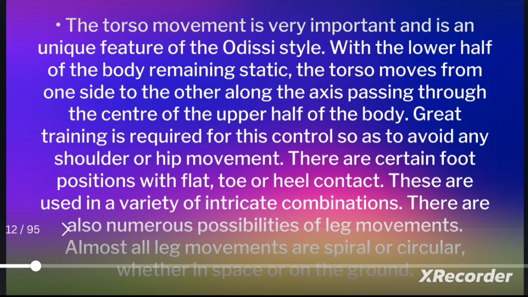The torso movement is very important and is a unique feature of the Odissi style, with the lower half of the body remaining static and the torso moving from one side to the other along the axis, passing through the center of the upper half of the body. Great training is required for this control so as to avoid any shoulder or hip movement.